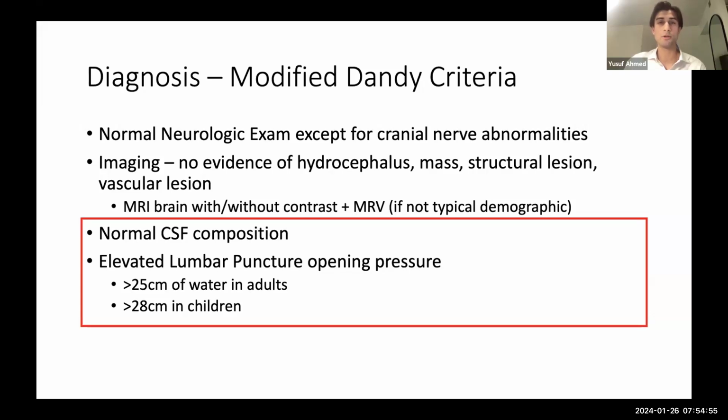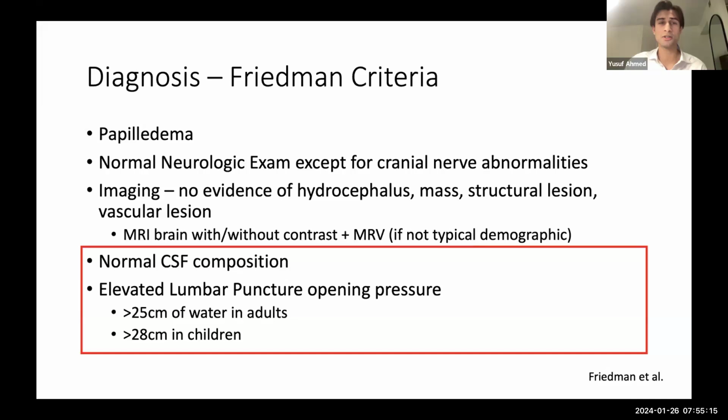And then an LP is also a component of this formula, which requires a normal CSF composition and a high opening pressure. And the reason I outlined this box in red is because, as I alluded to earlier, it's not always done, especially in patients with a typical demographic with high quality imaging, but it is included in the Dandy criteria. And then I just included a small permutation here about the Friedman criteria, which adds papilledema as one of the criterion for diagnosis.